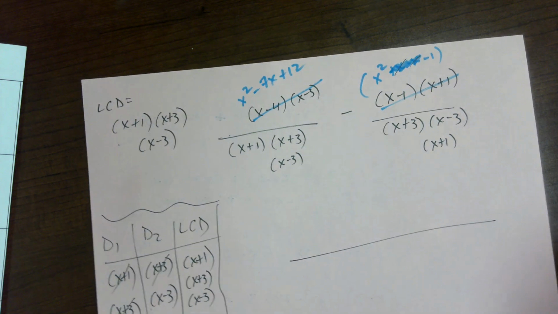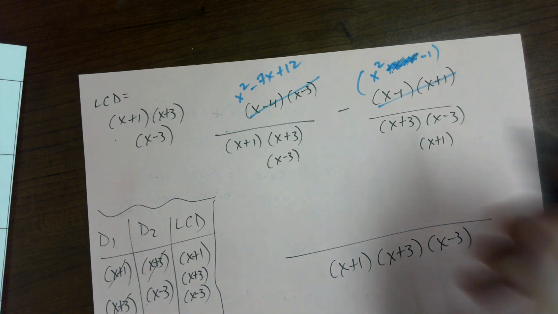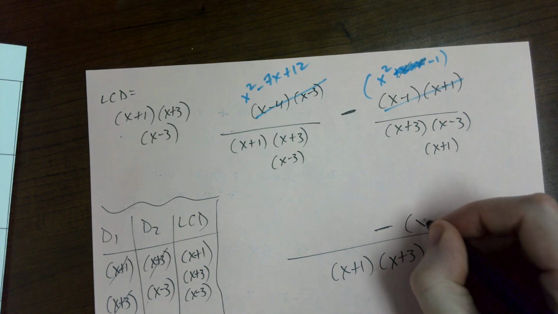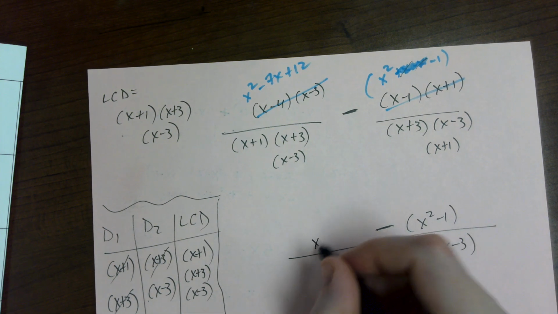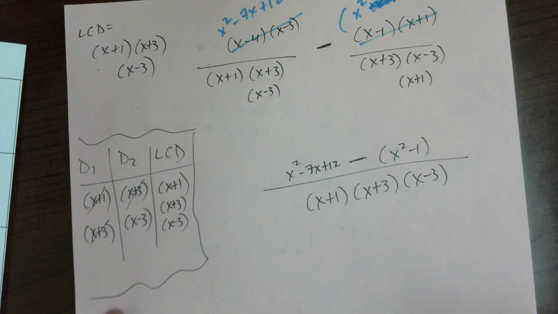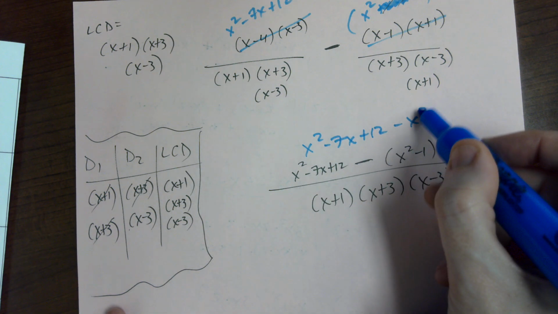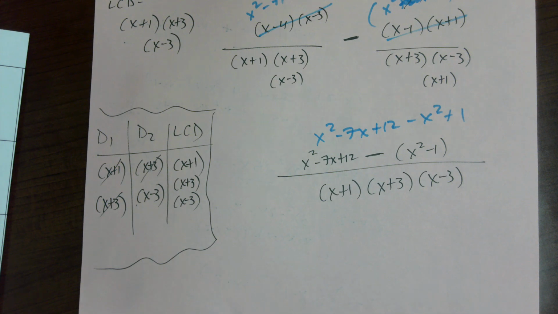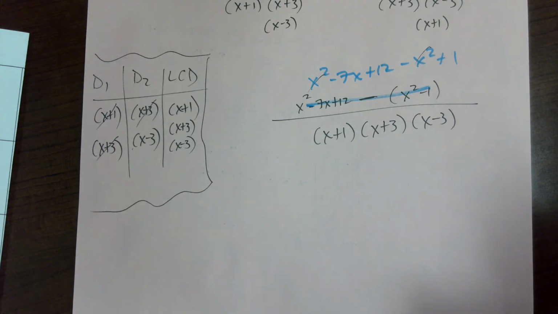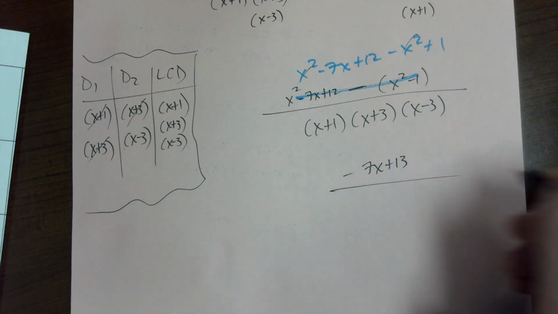Okay, now, big fraction bar, x plus 1, x plus 3, x minus 3. This subtraction is in the middle, so that's coming down. Over here, we've got x squared minus 1, x squared minus x plus 12. Okay, now I have to distribute that negative. So x squared minus x plus 12. And then combine like terms. So these are canceling, and we've got negative 7x plus 13.